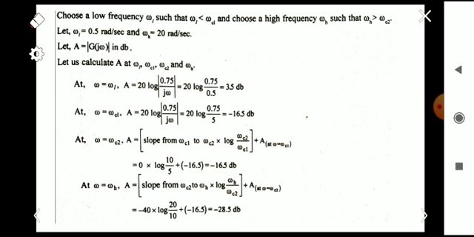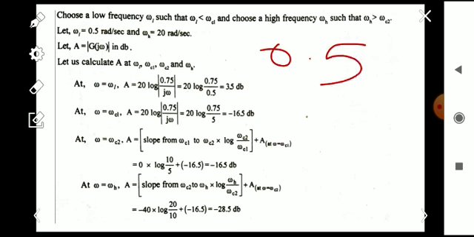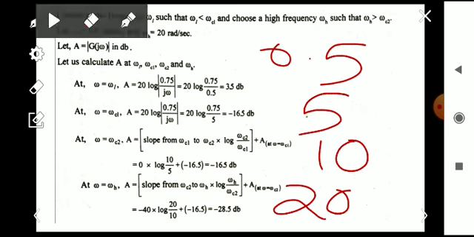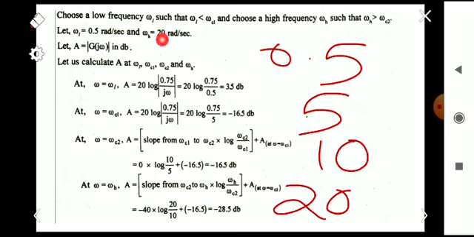So we are having 4 frequencies now, that is omega L 0.5, then omega C1 at 5, omega C2 at 10, and omega H at 20. Okay, you can also choose the value of omega H as 30, 50 like that, no problem. But the value of omega H should be greater than this omega C2, that's all.